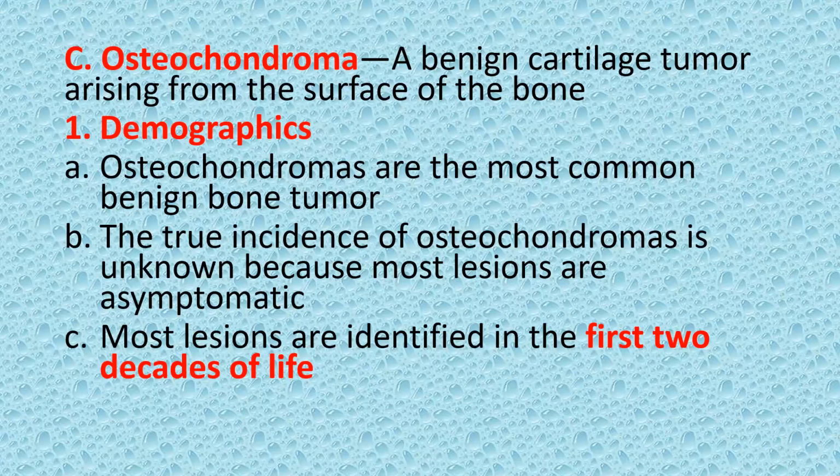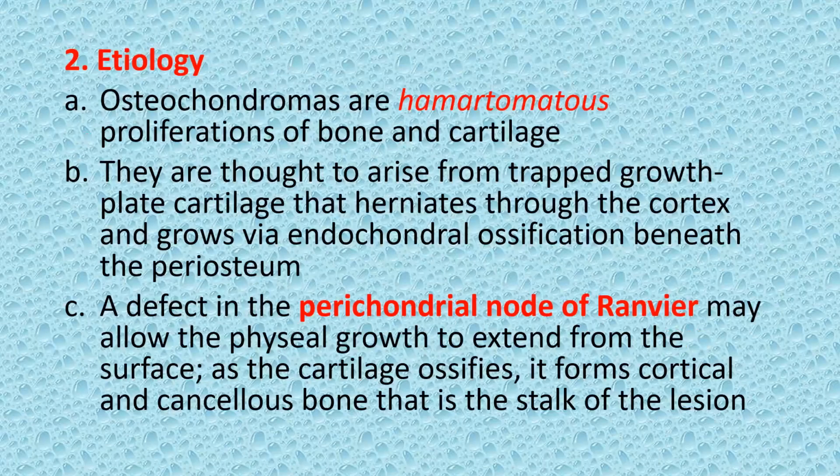A bit about the etiology. Osteochondromas are called hamartomatous proliferations of bone and cartilage. They are thought to arise from trapped growth plate cartilage that herniates through the cortex and grows via endochondral ossification beneath the periosteum. A defect in the perichondral node of Ranvier.